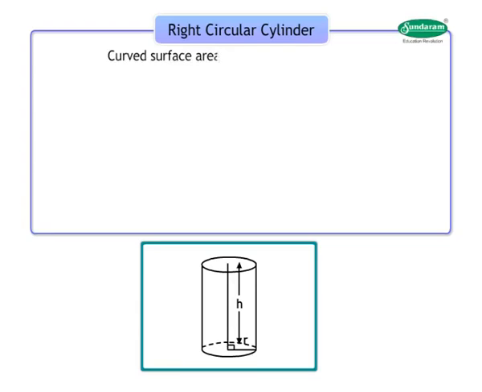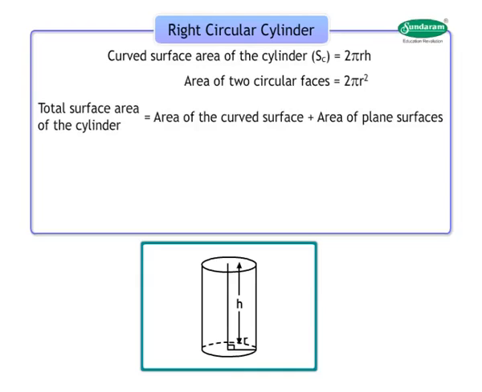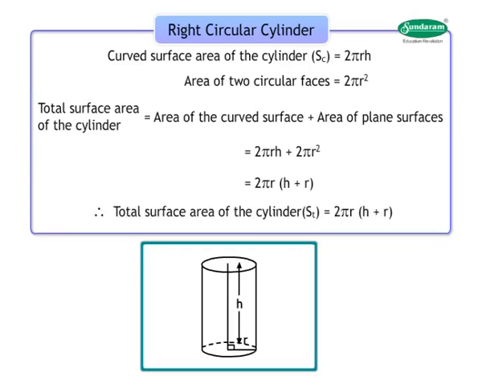figure, then the curved surface area of the cylinder is equal to 2 into pi into r into h. Area of the two circular faces is equal to 2 into pi into r square. Total surface area of the cylinder is equal to area of the curved surface plus area of two plane surfaces, which is equal to 2 pi r h plus 2 pi r square, which is equal to 2 pi r in bracket h plus r. Therefore, total surface area of the cylinder is equal to 2 pi r in bracket h plus r.